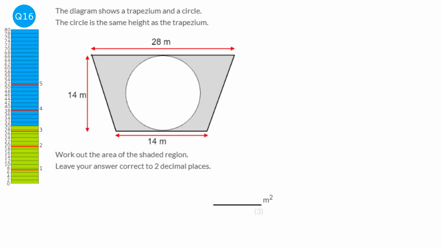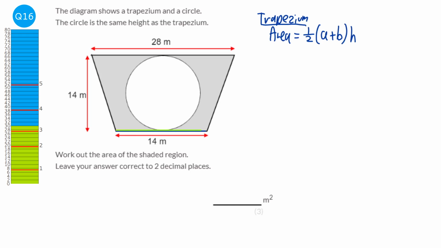So the first thing we're going to do is work out the area of the trapezium. And the formula for that is half brackets a plus b times h. Now a and b have to be the parallel sides. So here we've got the two parallel sides here.